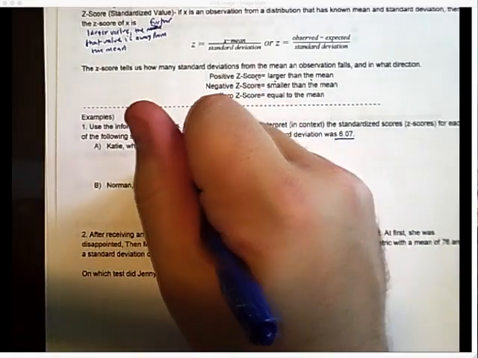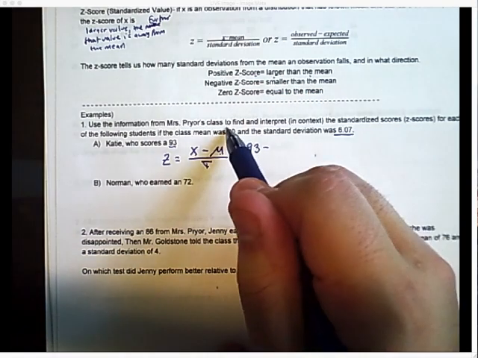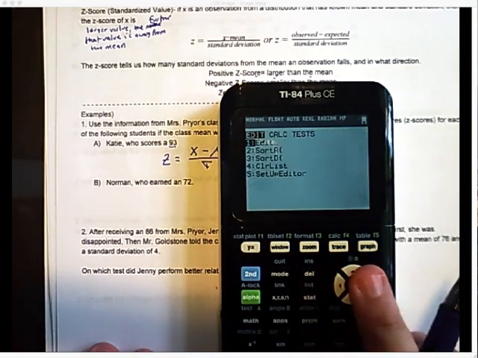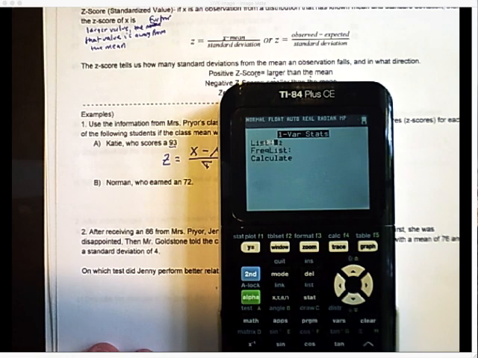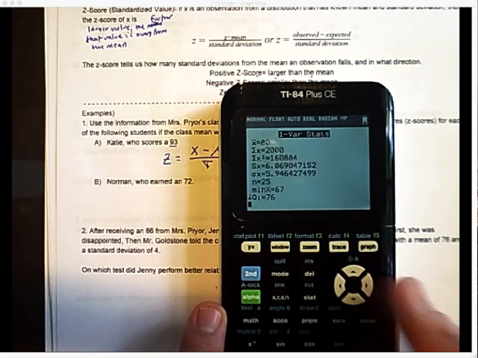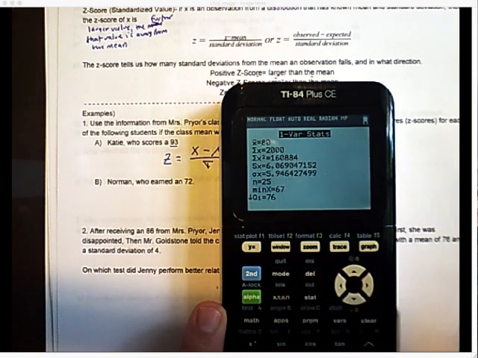So Katie scored a 93. She had the highest score in the class, if you remember. So 93 minus, they tell me here that the mean was 80. Let's confirm that real quick. Remember my data was in list 1, so if I go stat, calculate one variable stats, there it is. There's the mean. Mean's 80.